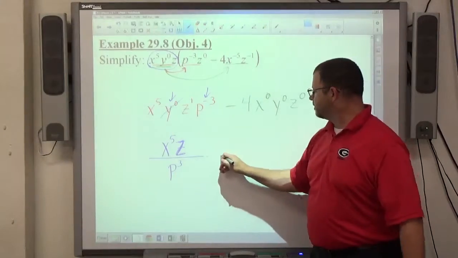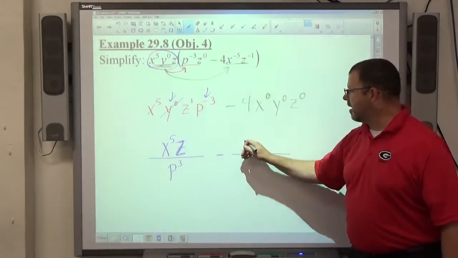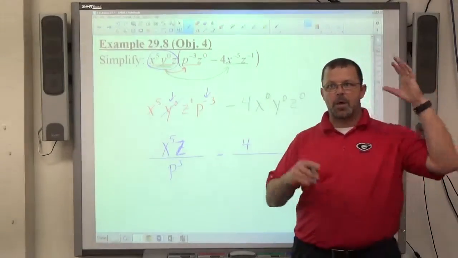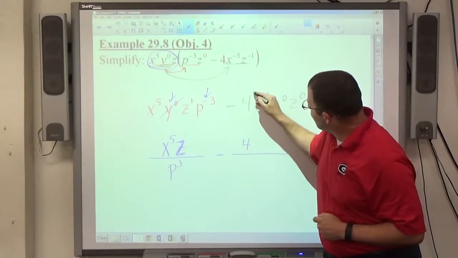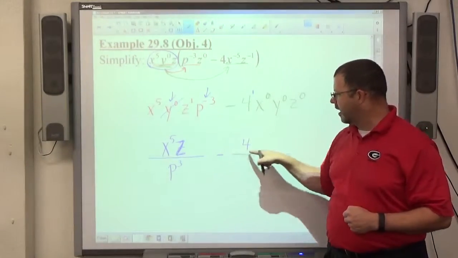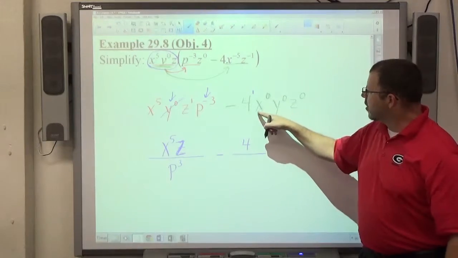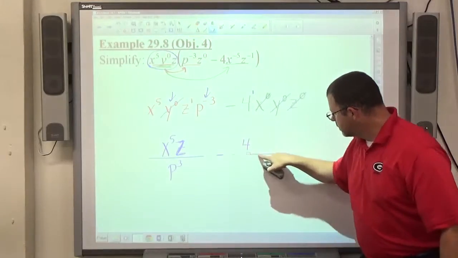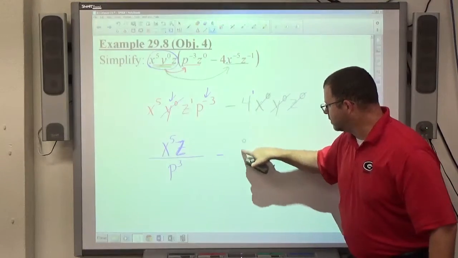The green term, 4 is behaving itself. Sometimes people see a minus in front of the 4. They got this idea of negative powers, and think I'm supposed to move things. This is 4 to the first power. The power is positive. The number is negative. So negative 4 is right where it belongs. 0 power is 1. 0 power is 1. 0 power is 1. So minus 4.